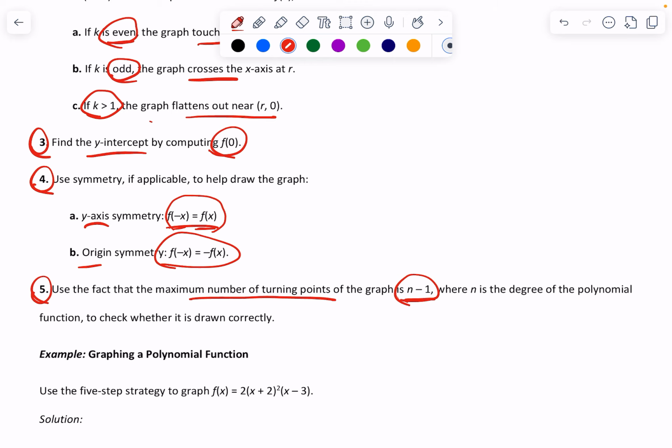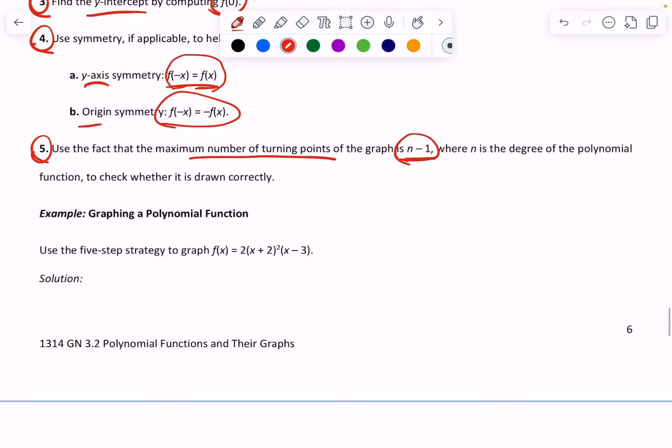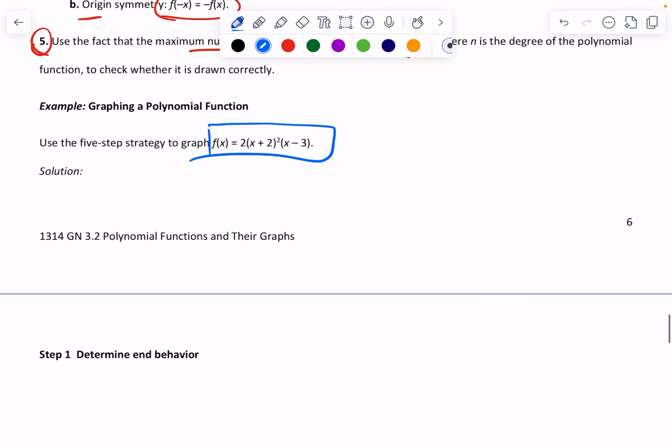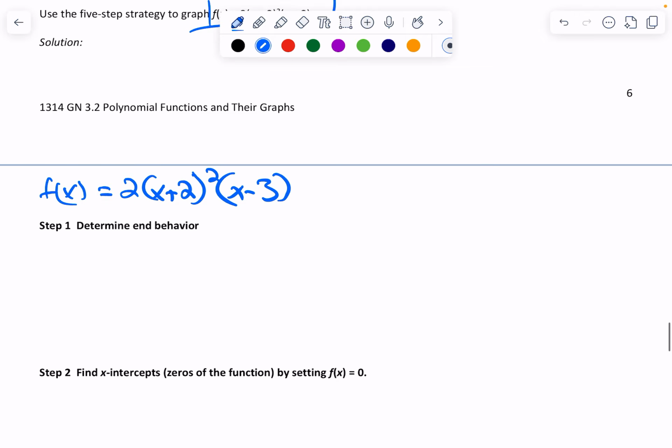Okay, so now we're going to use that 5-step strategy to graph f of x equals 2 times (x plus 2) squared times (x minus 3). So our very first step, let me rewrite the function here, (x plus 2) squared (x minus 3), is to determine the end behavior.